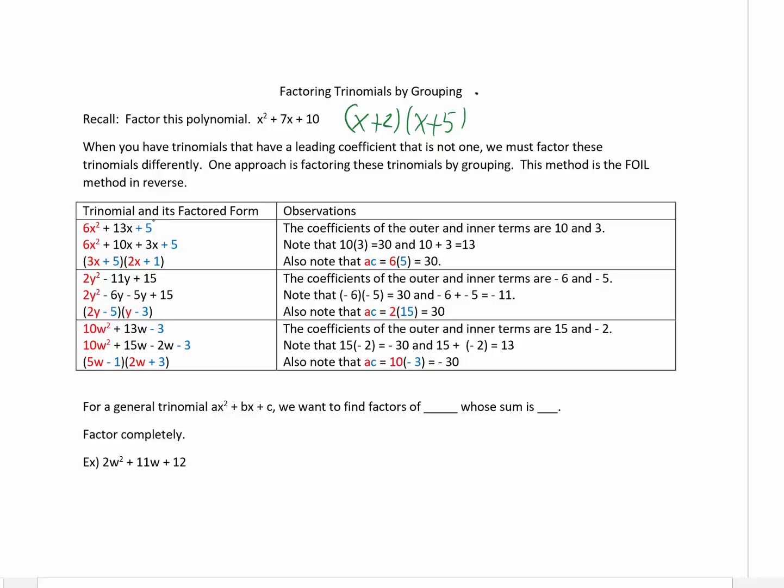In the middle example, notice the coefficients of the outer and inner terms are negative 6 and negative 5. Negative 6 times negative 5 is a positive 30, and negative 6 plus negative 5 is negative 11. Now, what do you notice here? Well, we're trying to find what? Factors of a times c whose sum is b.